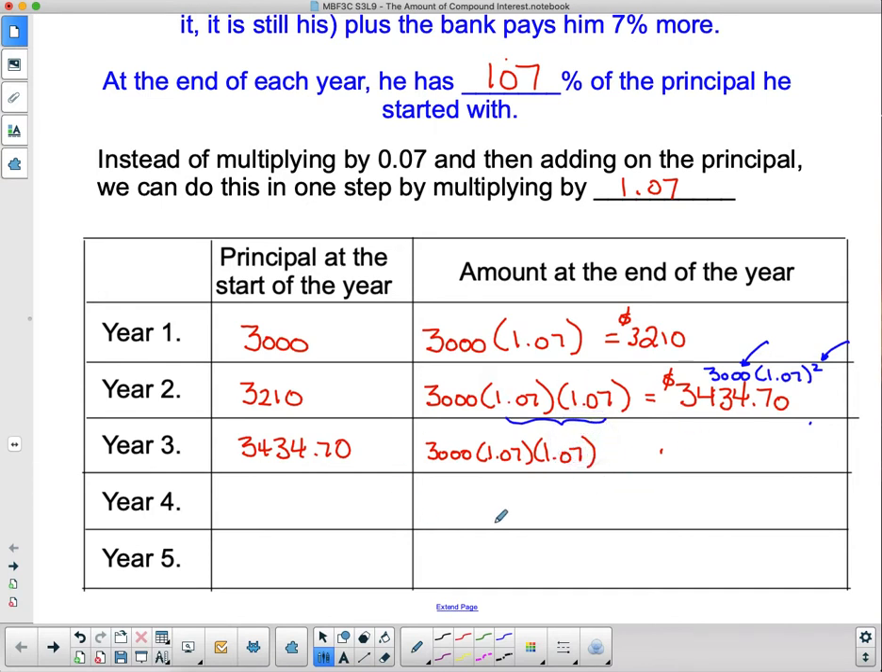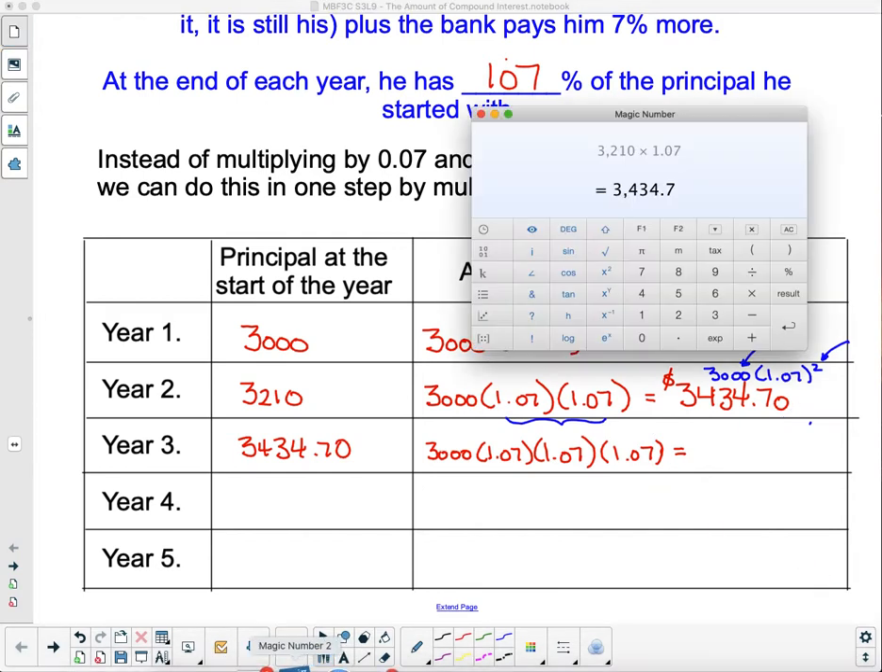Now we have to multiply again. Since this is year 3, we're going to multiply by 1.07 again. Up here I have what we had before, 3434.70, and I times that by 1.07, and I get 3675.13.